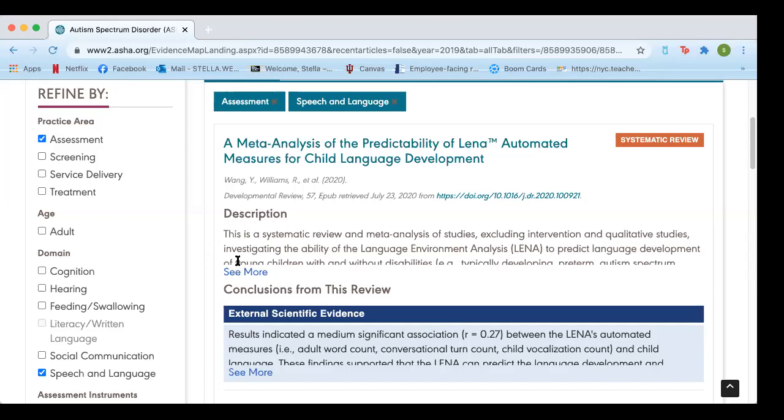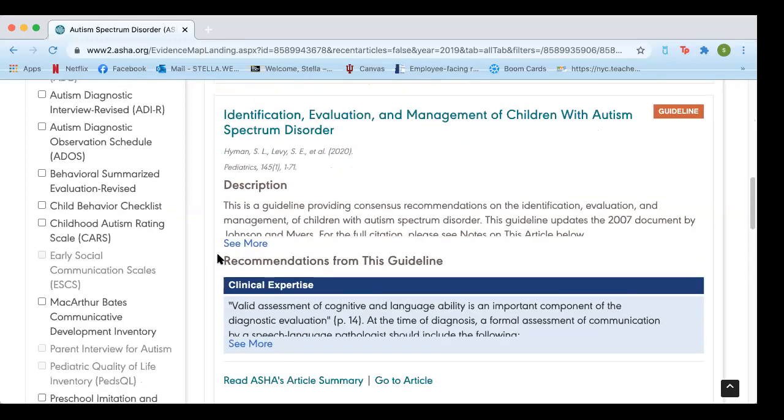get their language. So the next article I read was called Identification, Evaluation, and Management of Children with Autism Spectrum Disorder. And this was a guideline, and autism spectrum disorder is a neurodevelopmental disorder that is reported to be seen in 1 in 59 children in the United States. And children with ASD struggle with social interaction as well as communication and repetitive behavior difficulties, as well as many other difficulties in their daily life.